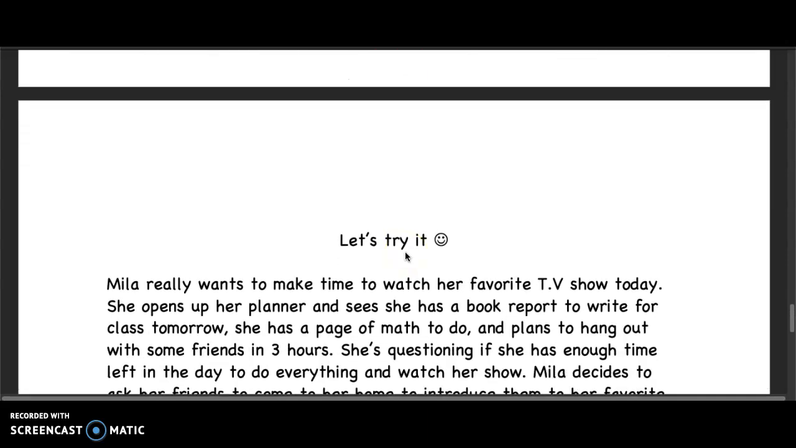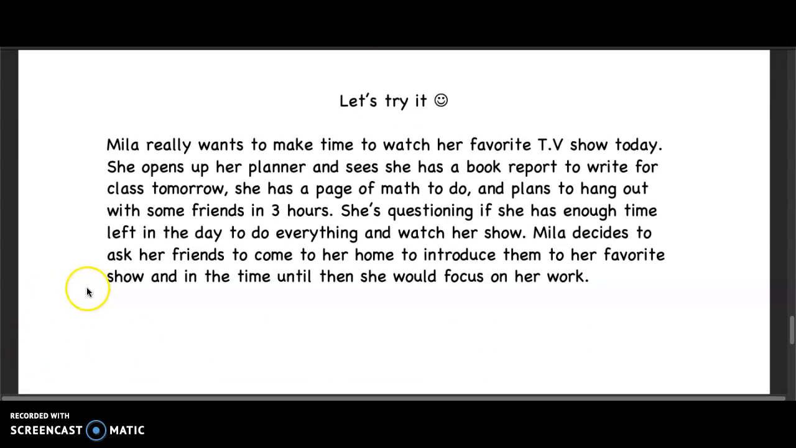So let's try this out together. I have here a short passage. I want you to take a moment to pause it, read through it, and if you have something handy to write on, you can write on, and if not, that's okay too. So pause and read. Okay, welcome back. Let's read it together, and while I read, I'm going to highlight things that stick out to me.